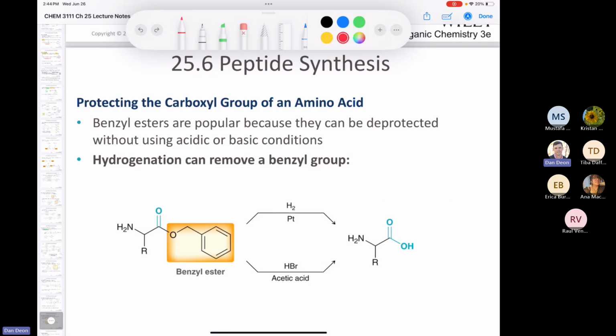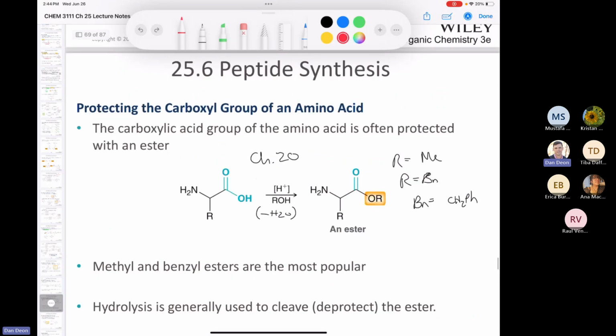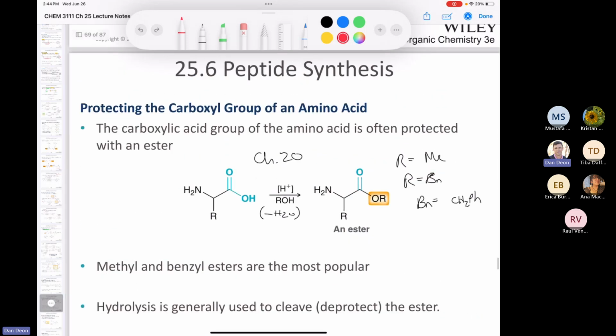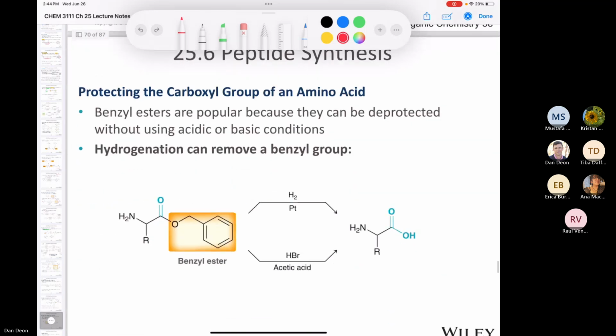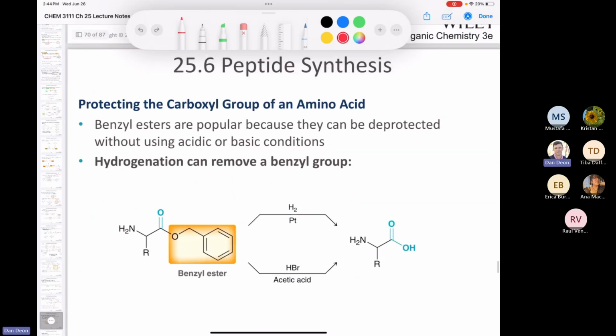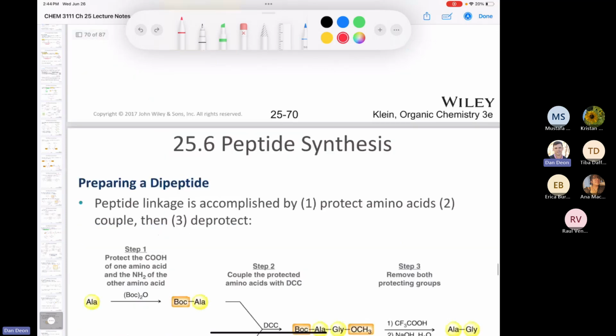So how do you form the ester? Just ester formation, so a catalytic amount of acid and the appropriate alcohol. How do you remove the ester? Well, if it's just a methyl group, that could just be removed by saponification, just using sodium hydroxide. But with the benzyl ester, again, you can use hydrogenolysis, meaning hydrogenation, or you can treat it with HBr and acetic acid. All right, there you go.